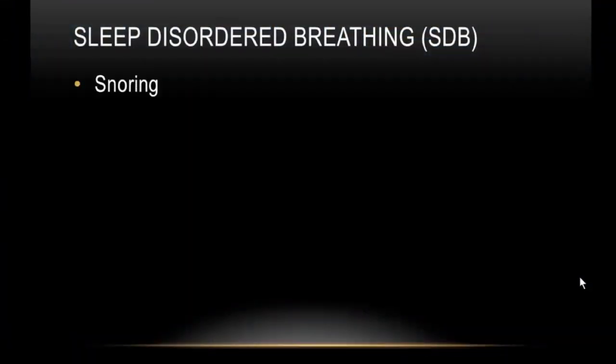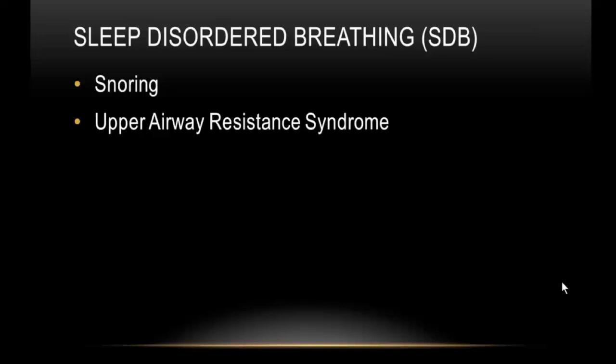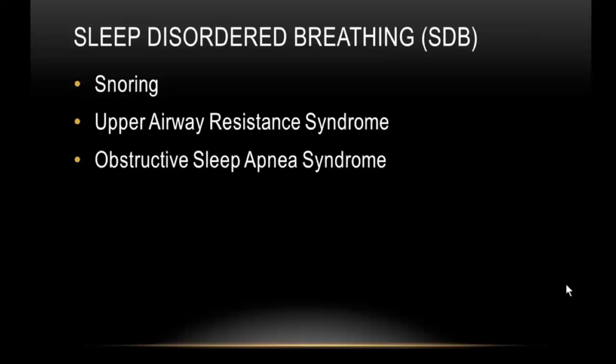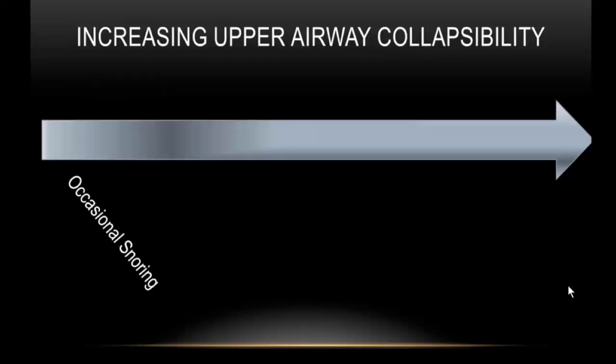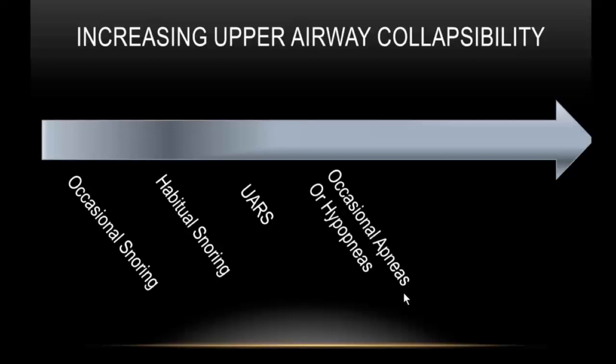So, sleep disordered breathing: there are many presentations for it. You've got snoring, which can be habitual or constant. We have upper airway resistance syndrome and obstructive sleep apnea syndrome. On the spectrum of severity, we have the occasional snoring, the habitual snoring, and then the upper airway resistance syndrome, occasional apneas or hypopneas, and then, of course, the OSA syndrome, obstructive sleep apnea syndromes.